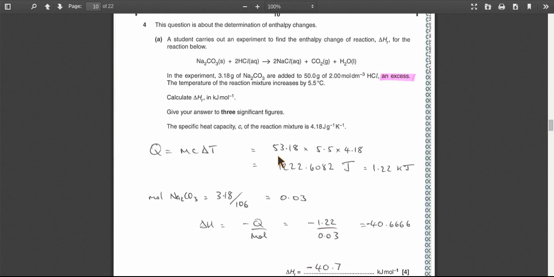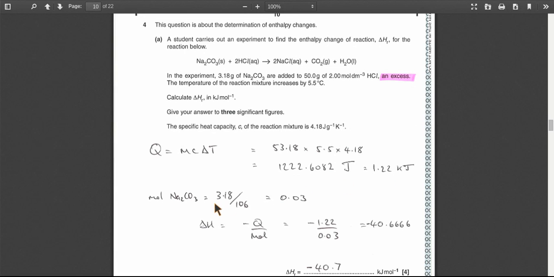That's multiplied by the delta T, which is 5.5, and the specific heat capacity of water, or the solution in this case, which is 4.18. And so that comes out at that many joules. Remember, this comes out in joules at first. Best thing to do straight away, turn that into kilojoules, because we've got to have our answer in kilojoules.